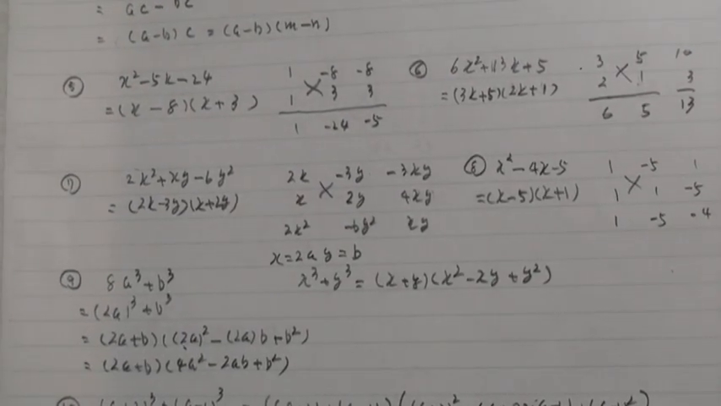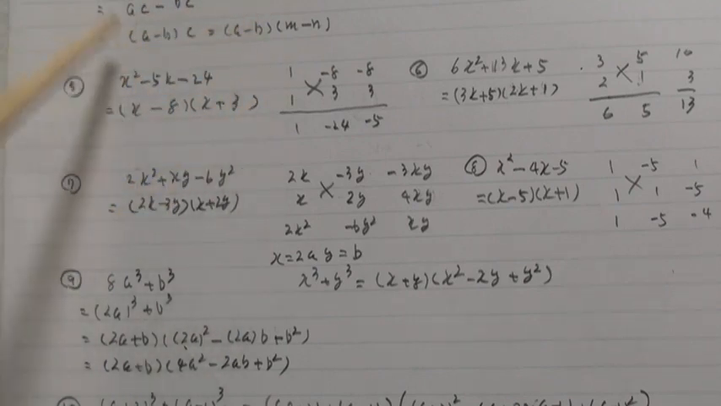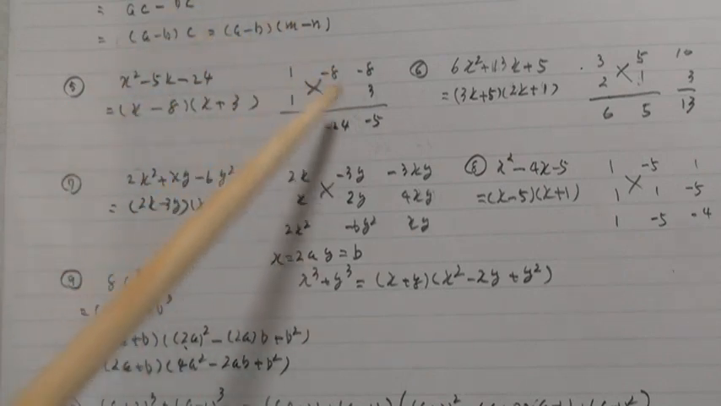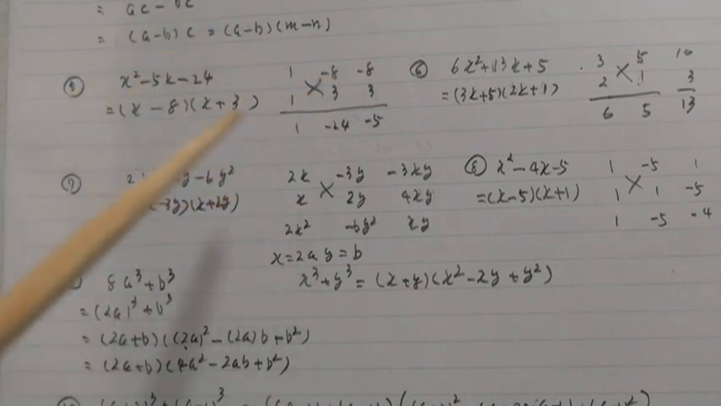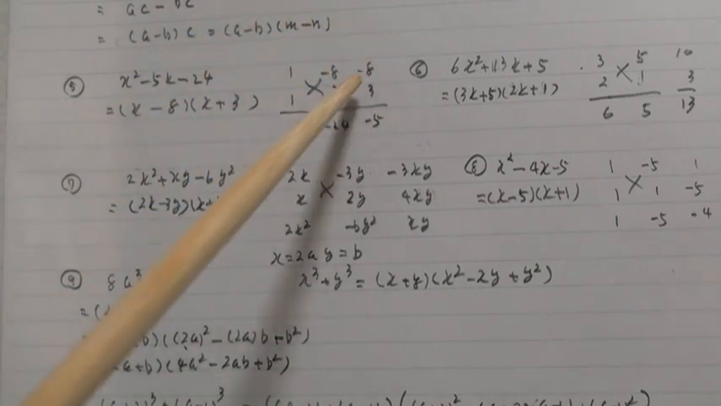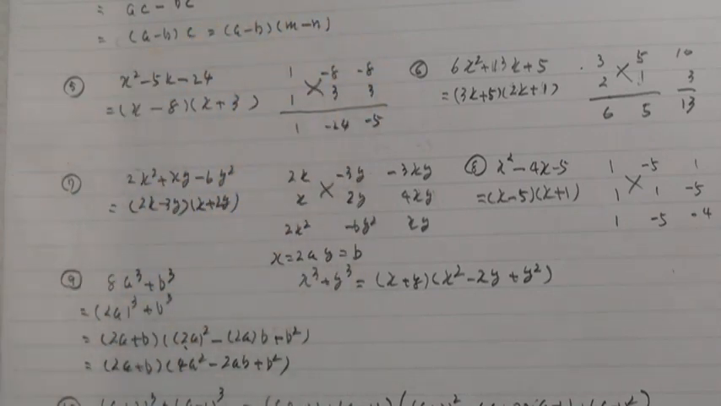And take 5, x² − 5x + x − 24. And coefficient 1, and −8 times 3 equals −24. And checkpoint, last checkpoint: 1 times −8, 1 times 3, and add −8 + 3 equals −5. This is okay. Then this is answer, (x − 8)(x + 3). This is answer.